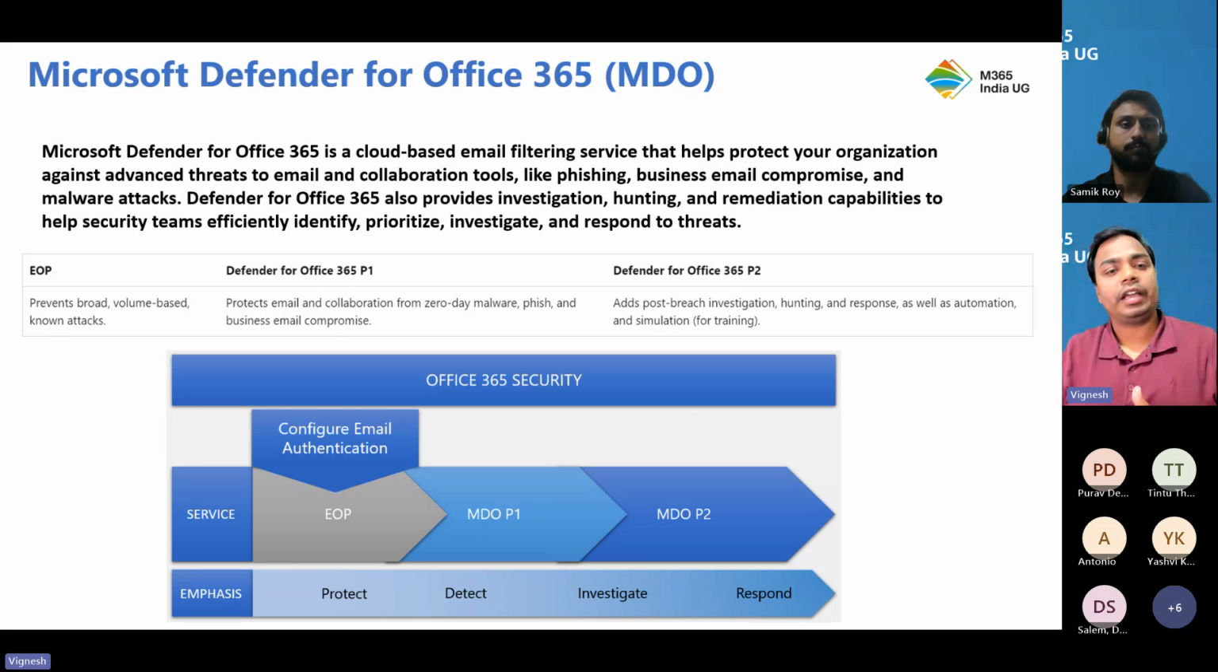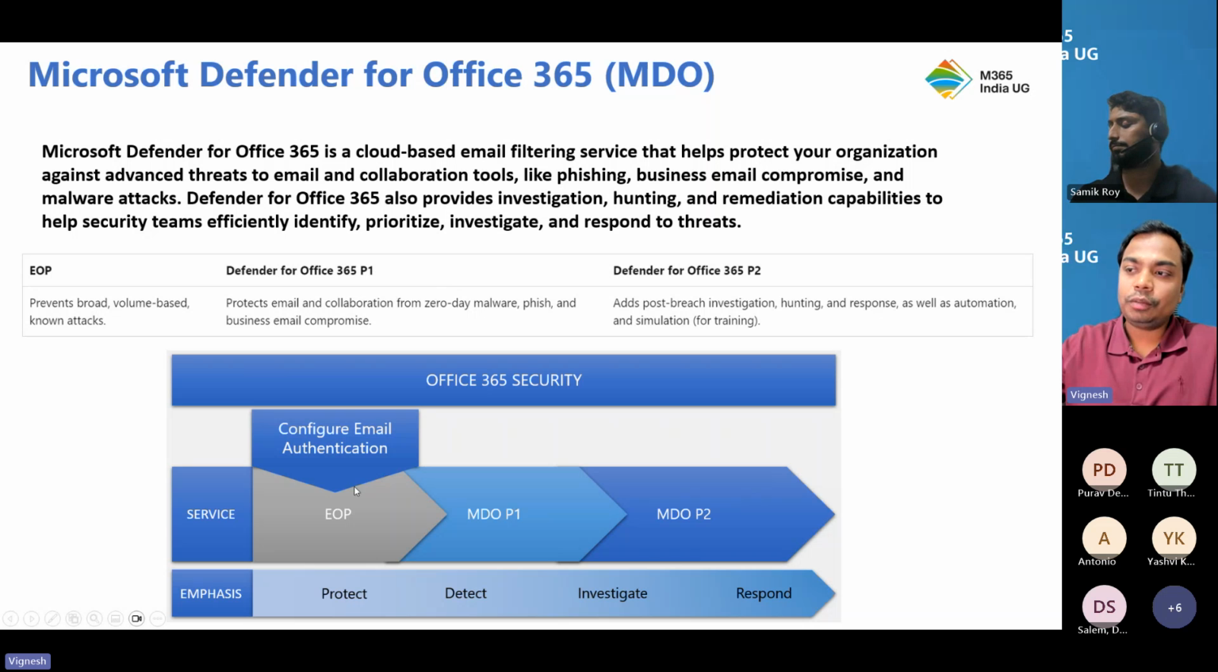So your MDO can take care of those also, right? And once again, the same story as I said, any XDR should offer you these four capabilities: protect, detect, investigate, and respond. And this is how the stack has been configured. With EOP, you get the protection capabilities. With the MDO plan one, you get detect. And with the MDO plan two, you get investigate and respond.